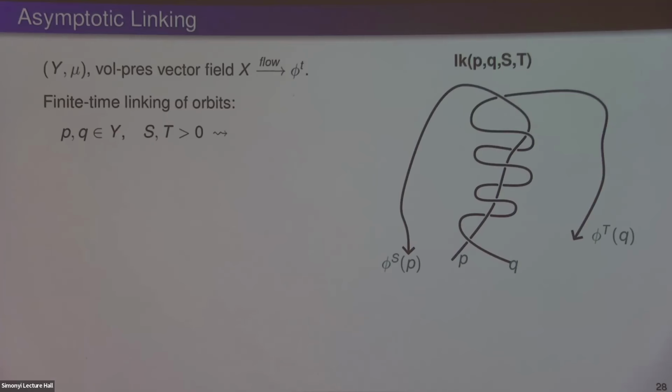So I get two orbit segments, and we want to define the linking number between these two orbit segments. They're not closed, but what Arnold said we should do is close them up by adding geodesic segments. So you pick a Riemannian metric and use geodesics to connect the endpoint to the initial point. You get two loops, take their linking number. That's what I'm calling LK(P,Q,S,T). So it's the linking of the orbits of P and Q up to times S and T.